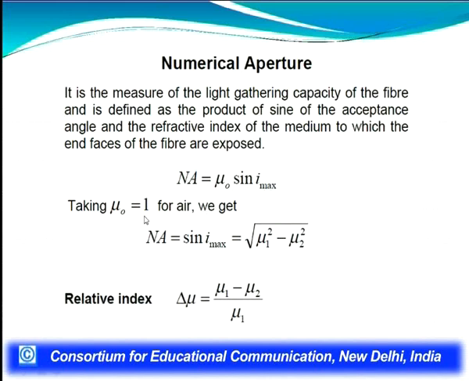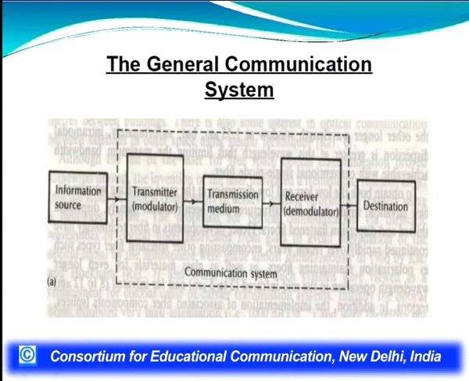Taking mu naught equal to 1, talking about air, we can write NA is equal to sine I maximum, and we know that sine I maximum is equal to root of mu 1 square minus mu 2 square. From here we know that the relative refractive index del mu is equal to mu 1 minus mu 2 divided by mu 1. This is a general communication system.